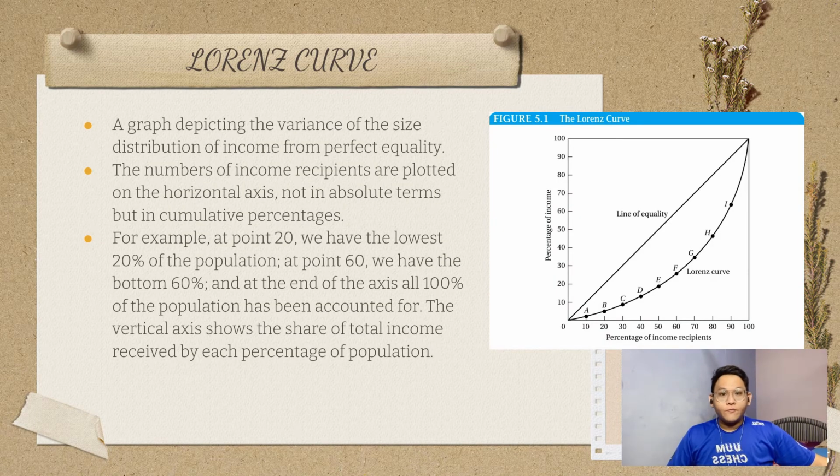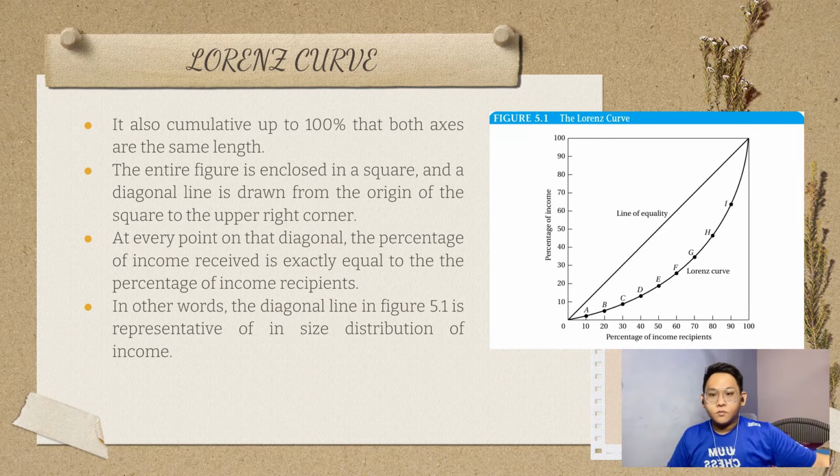Second, the Lorenz curve. The Lorenz curve is a graph depicting the variance of the size distribution of income from perfect equality. The number of income recipients is plotted on the horizontal axis, not in absolute terms but in cumulative percentage. For example, at point 20, we have the lowest 20% of the population. At point 60, we have the bottom 60%, and at the end of the axis, all 100% of the population has been accounted for. The vertical axis shows the share of total income received by each percentage of population. It is also cumulated up to 100%.